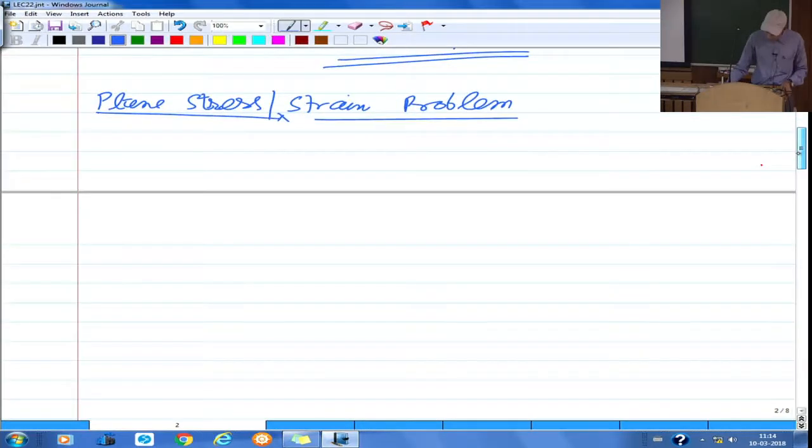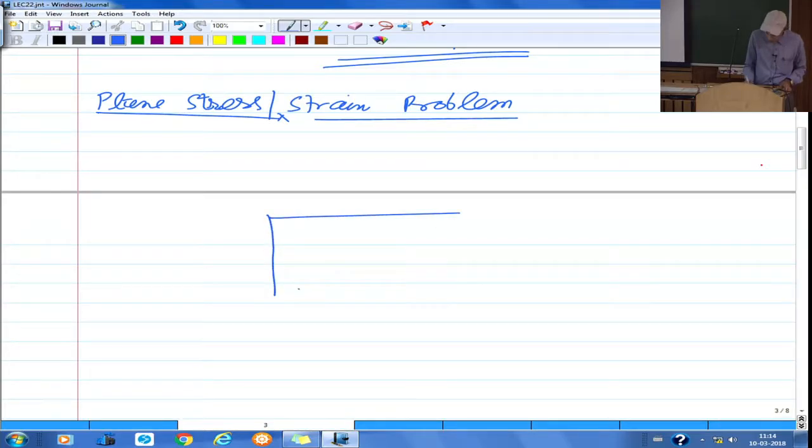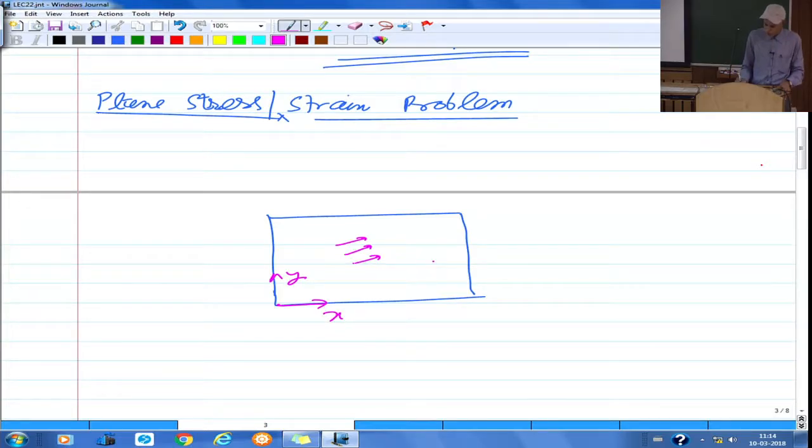So what we mean by this is that now you have some domain, it can be a regular domain or an irregular domain, and you will have some boundary condition and loading, but the loads are in plane. So if I call this my x direction and this my y direction, the loading may be external body forces, they are only in plane, having x and y components, and there can be boundary tractions also.